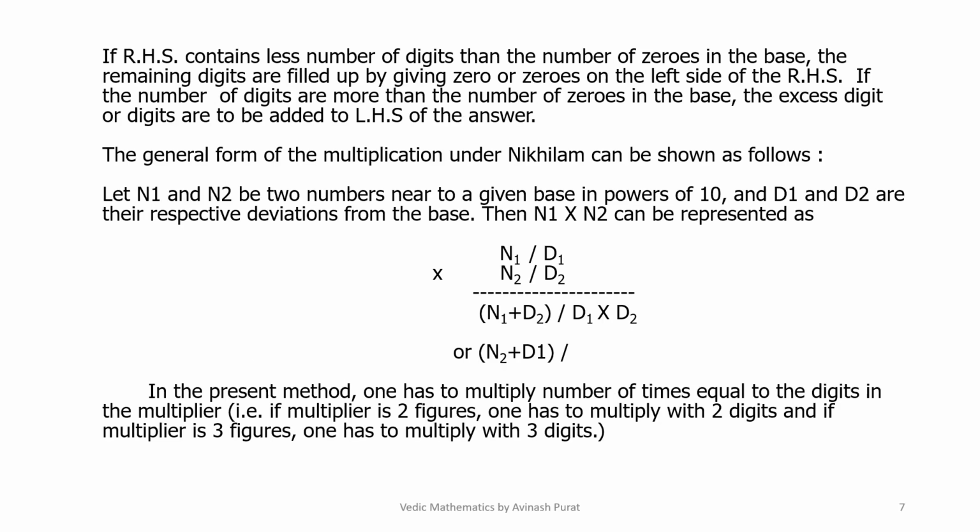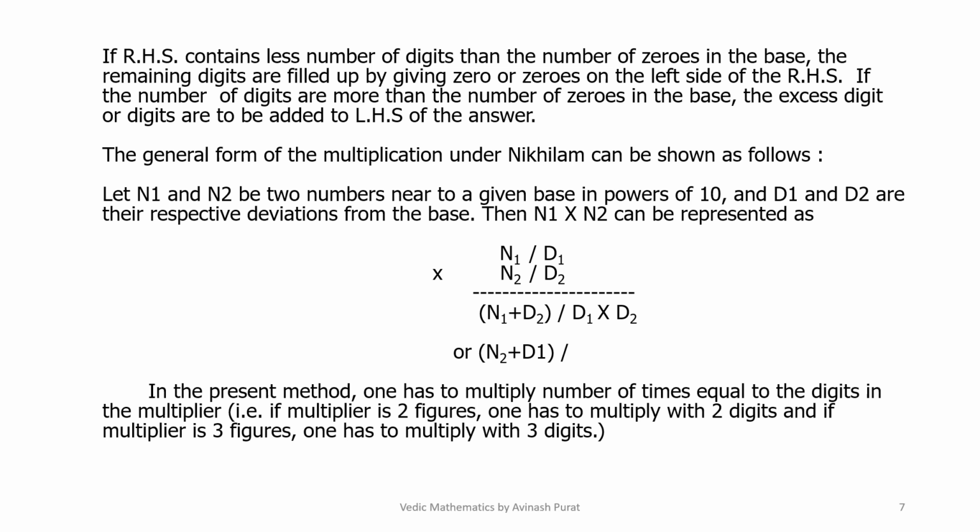If the RHS contains fewer digits than the number of zeros in the base, the remaining places are filled up by giving 0 or zeros on the left side of the RHS. If the number of digits is more than the number of zeros in the base, the excess digit or digits are to be added to the LHS of the answer.